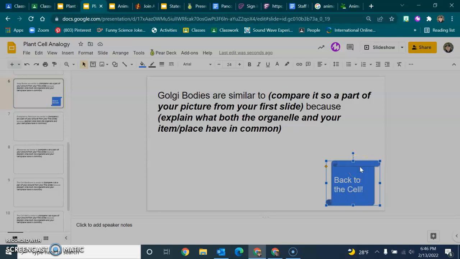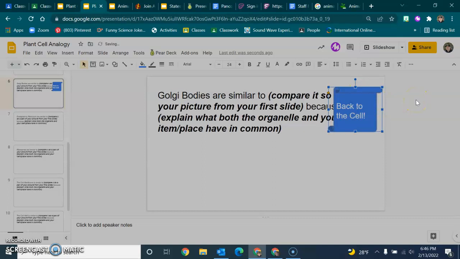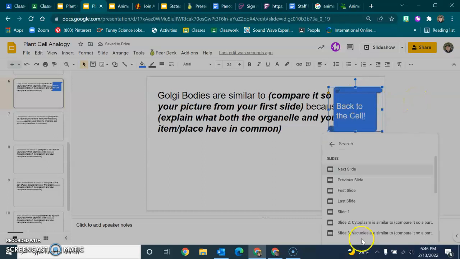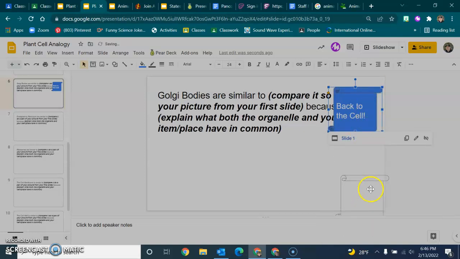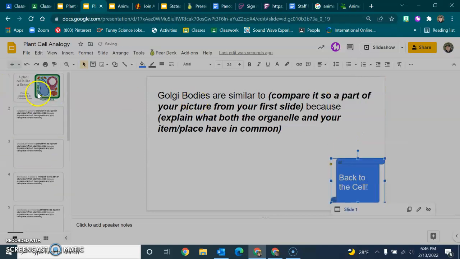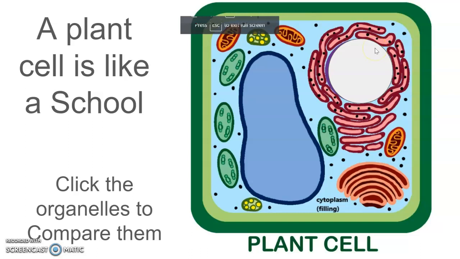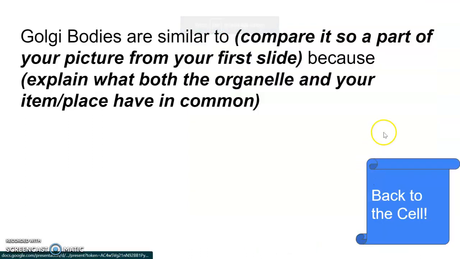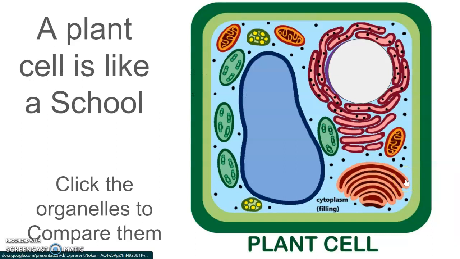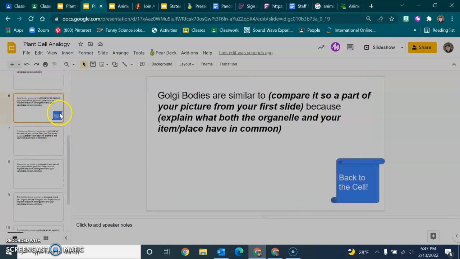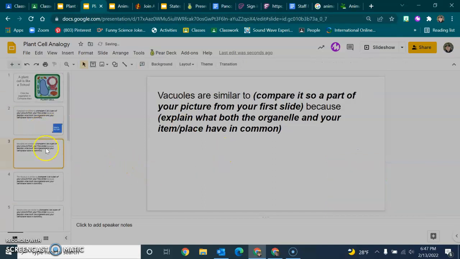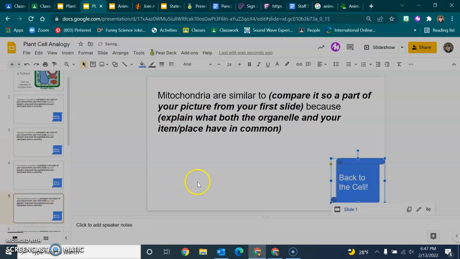I'm going to do the same thing I did the first time: Control K, or click with your fingers, or however you figure it out, and I'm going to link it back to slide 1. When you're on your main slide, click slideshow. I'll click into the one that I linked it to, and now it brings me back to the main cell. You're going to do this on all the slides, and a quick little cheat here: if you copy it, you can put it on every slide, and it will still be linked to bring you back to the first slide.